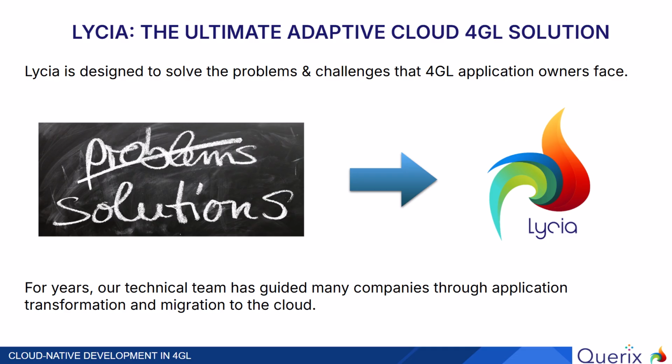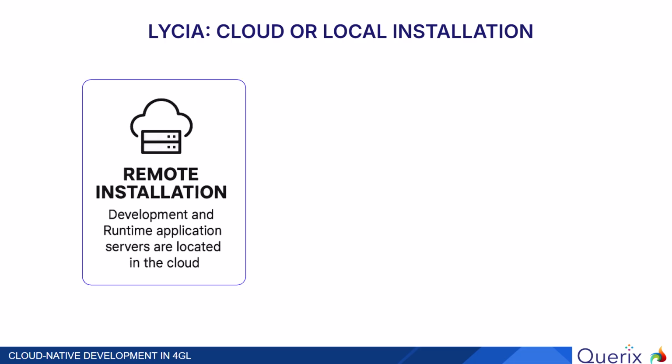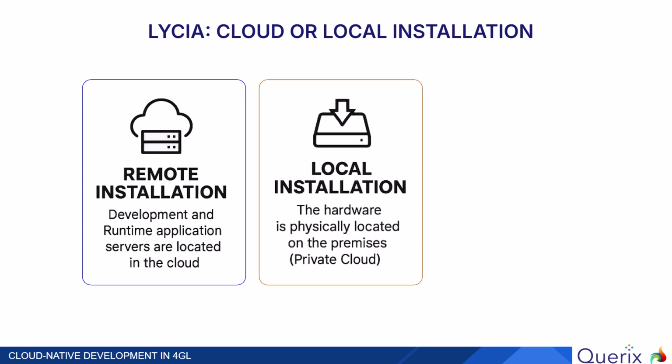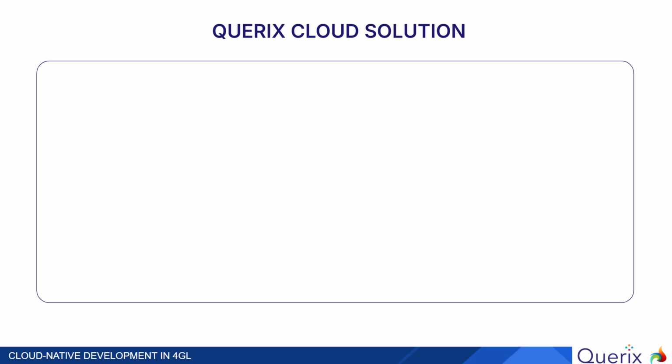For years, our technical team has guided many companies through application transformation and migration to the cloud. We offer 3 modes of operation for your development projects: a remote installation, meaning that the development and runtime application servers will be located in the cloud; a local installation, on the hardware physically located on the premises; and a hybrid solution, where the servers can be located in the office and off the premises, with sharing and synchronizing the sources. The Querix cloud solution provides you with a range of benefits right away.